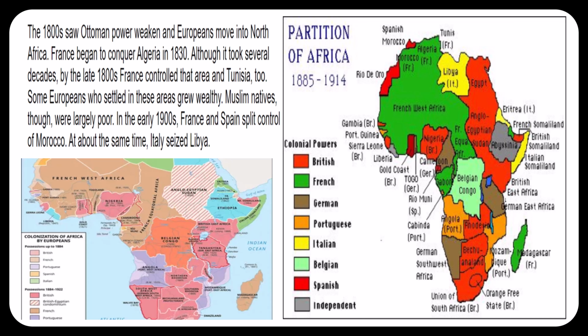Question number 5. What happened to Morocco in the early 1900s? Morocco was basically split between France and Spain. Question number 6. What happened to Libya in the early 1900s? It was taken over by Italy.